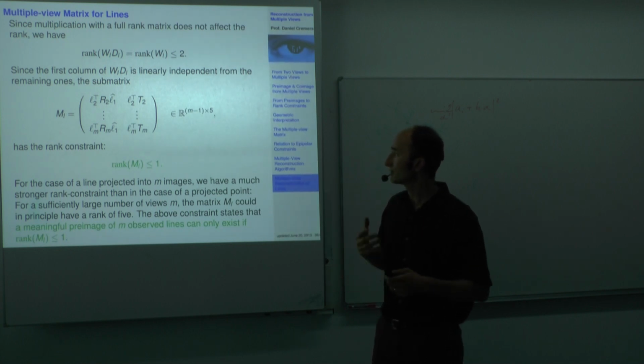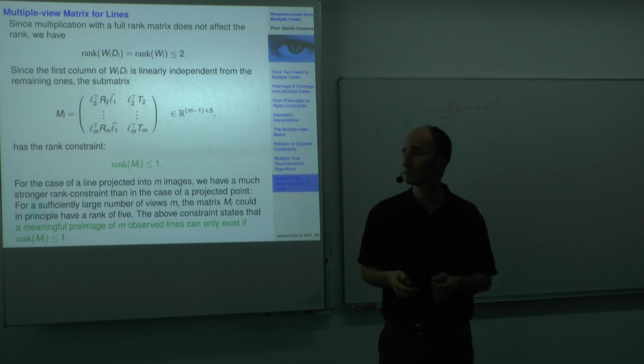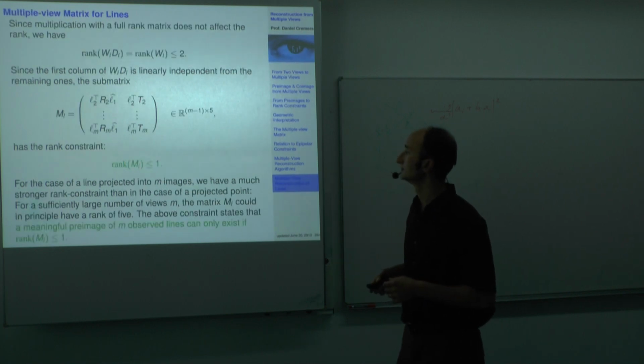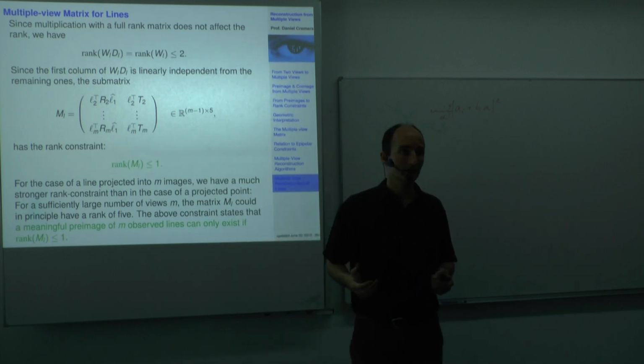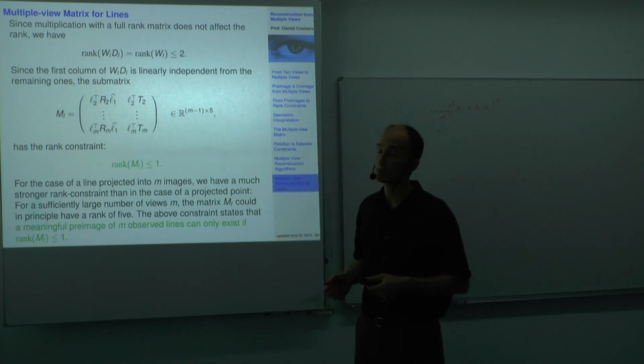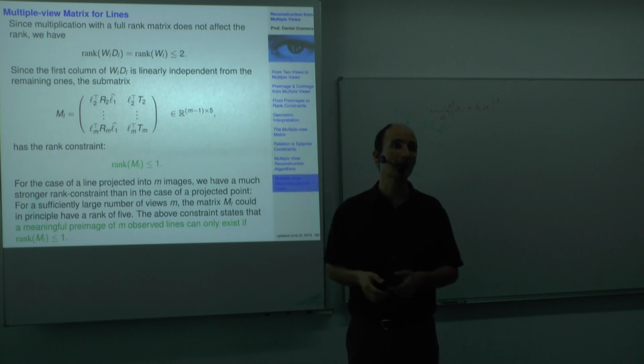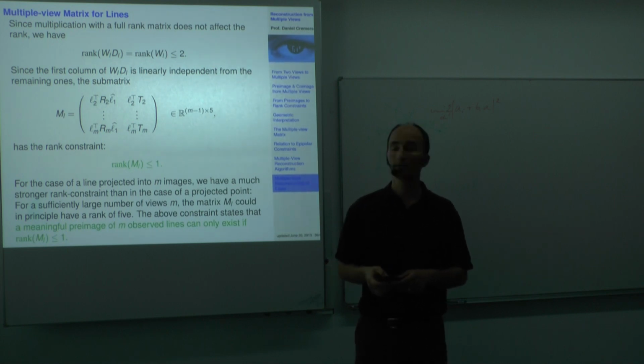And then we have, as you can imagine, multiple cases depending on whether we have a pre-image or not. If the rank is 0, then we have a pre-image, but it's not unique. If the rank is 1, we have a unique pre-image. If it's higher than 1, then there is no consistent reconstruction, no pre-image.